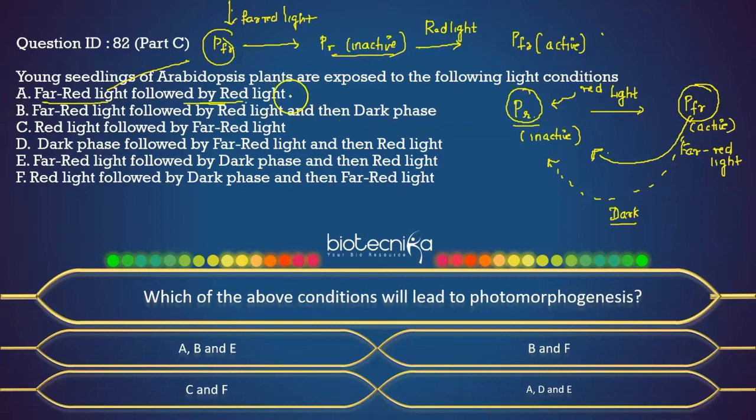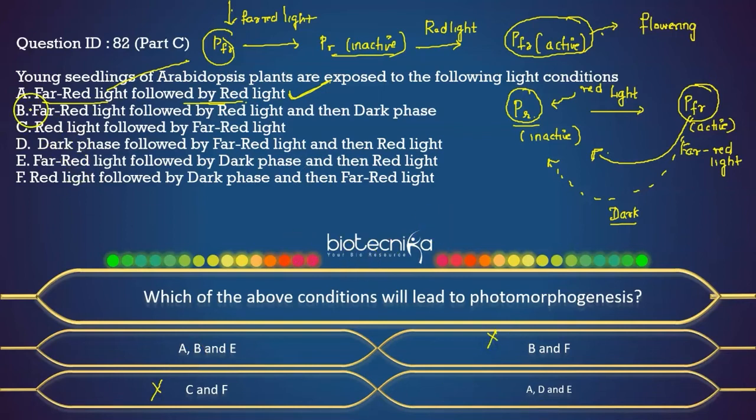So the first statement goes correct. If it is active, it will induce seedling, it will induce flowering, everything is possible. So the first statement goes correct. So you can eliminate option B and C. So we are left with only two options.